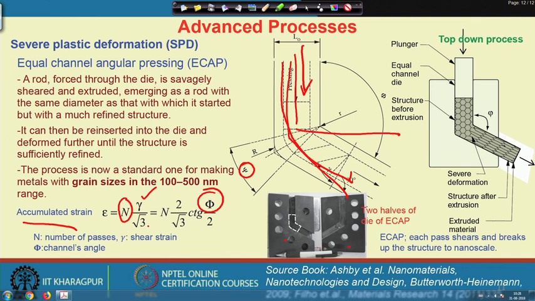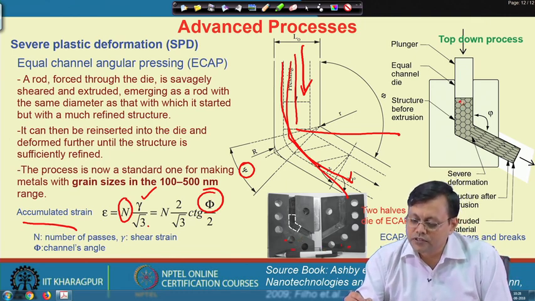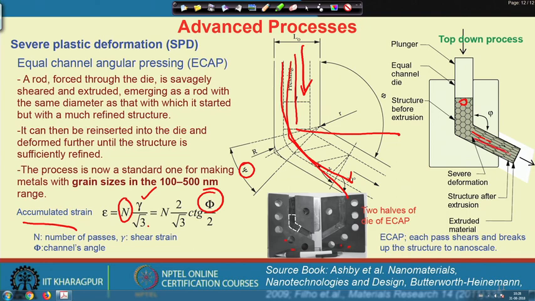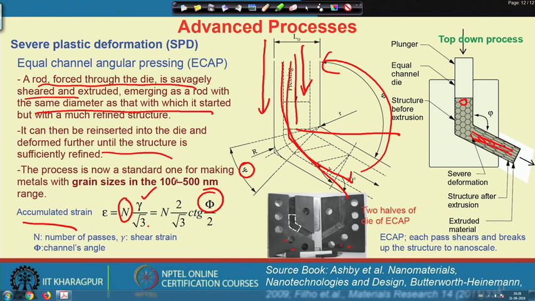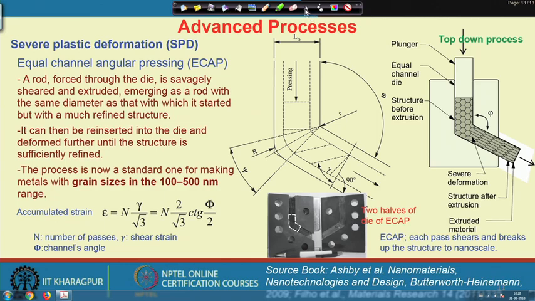So, there are dies which are shown here, and if we start with such a coarse grain microstructure, then due to the elongation of the microstructure, we can produce a very finer structure. So, a rod is basically forced through the die, and it is sheared and the extruded rod emerges with the same diameter as it started with, and it can be reinserted several times, so that we can introduce more number of turns. So, here we can achieve a grain size in the range of 100 to 500 nanometer.